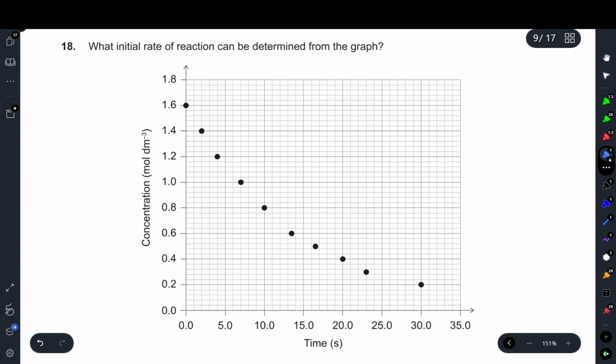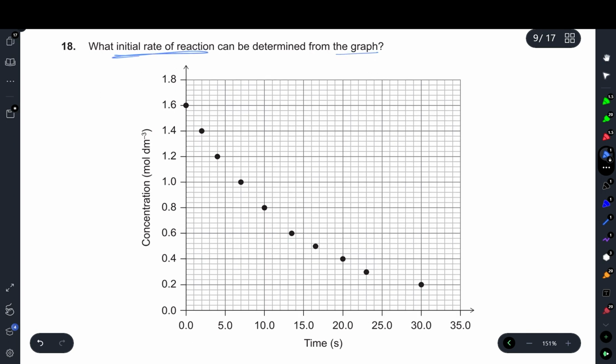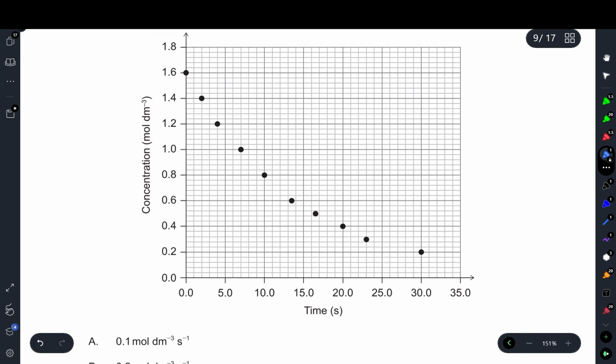What initial rate of reaction can be determined from the graph? So let's go ahead and look at this. This is concentration in moles per decimeter cube, and this is time in seconds. If you guys remember, the unit for rate of reaction is moles per decimeter cube per second, mol dm^-3 s^-1.